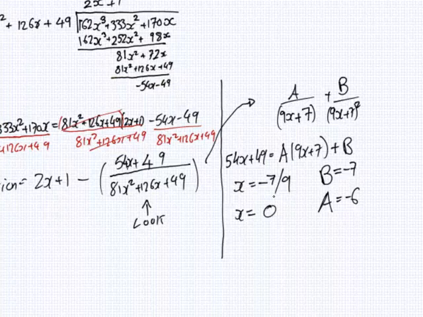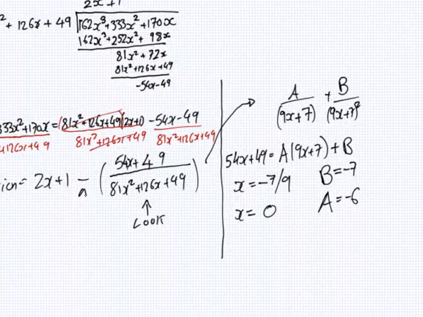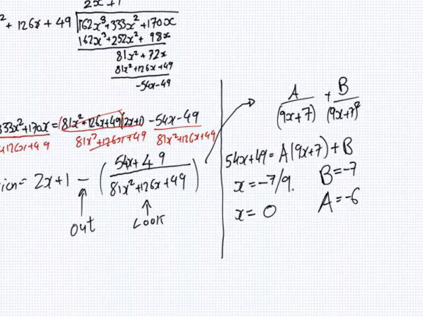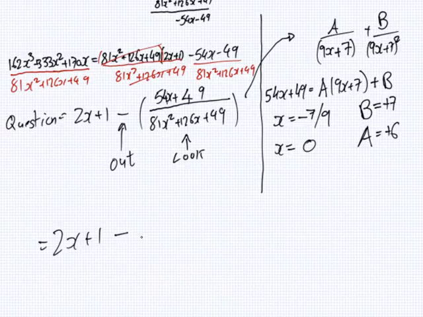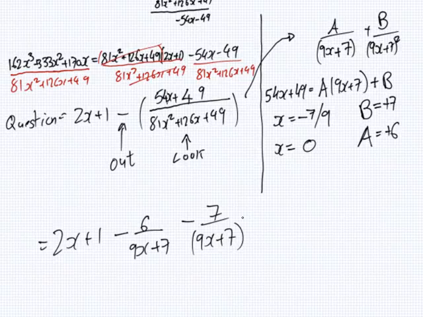Now, look, your signs might be different because I took the minus out. So actually, did you take the minus out in yours? No, so actually it should be plus 7 and plus 6 here then. So your answer is 2x plus 1 minus A, which is 6 over 9x plus 7, minus B, which is 7 over 9x plus 7 squared.